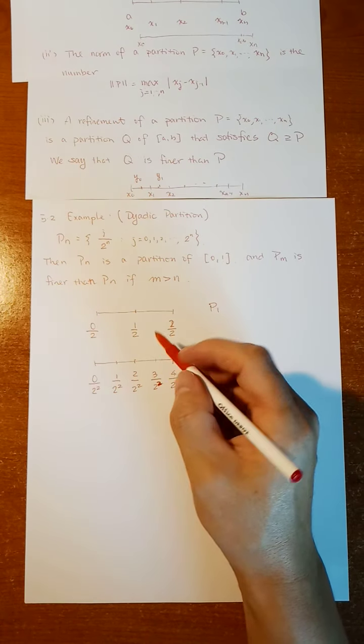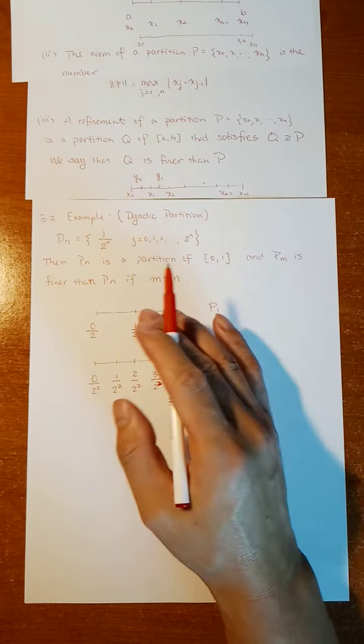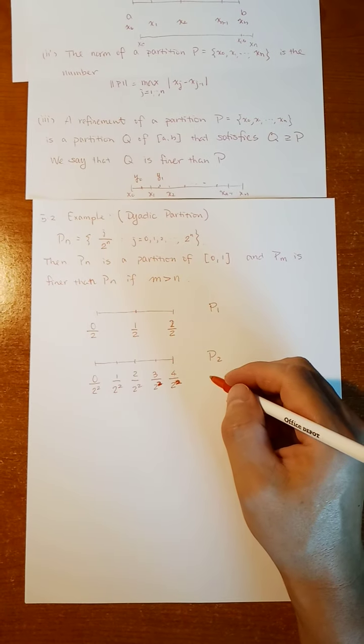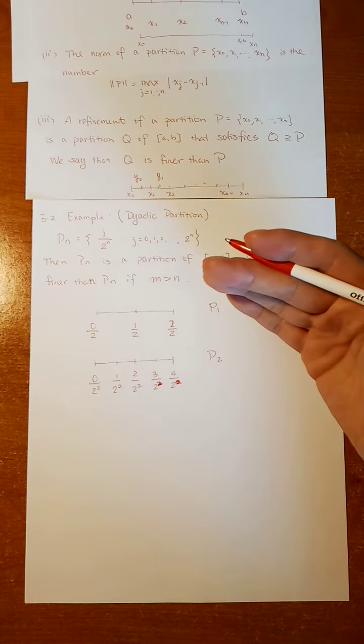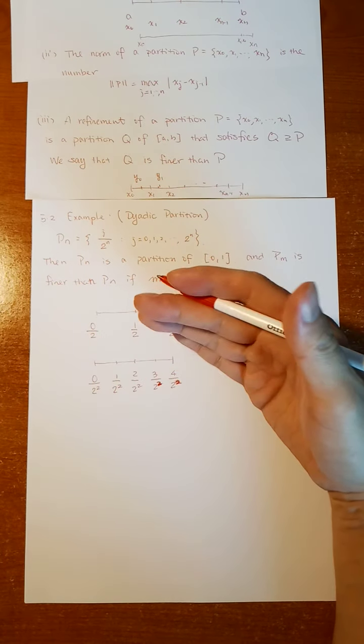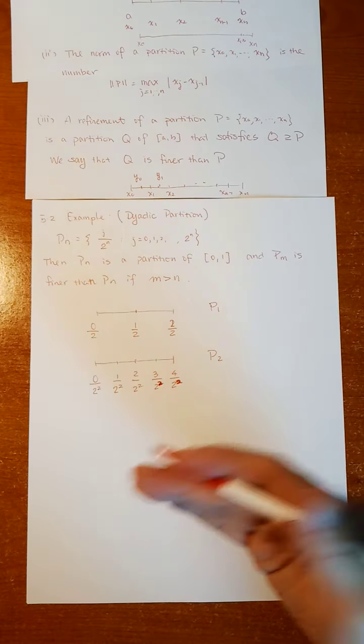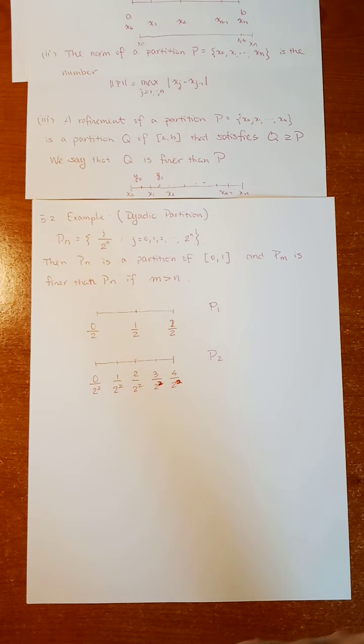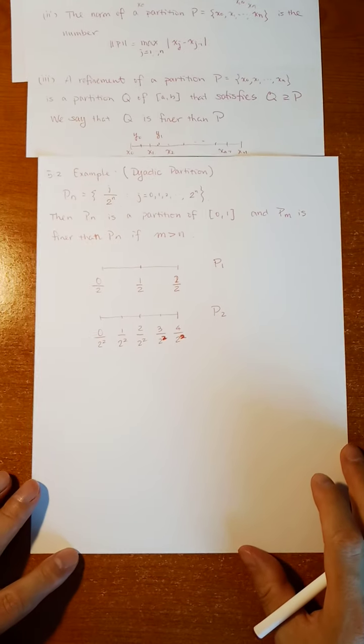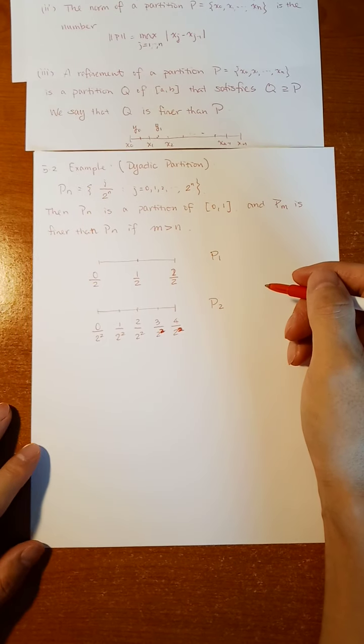Right? So basically, you always divide the interval into two parts. Every time you divide the previous partition into two parts. So of course, when m is greater than n, P sub m is going to be finer than the previous partitions. Right? So this is a dyadic partition. It is a good partition. All right. So that's an example of a dyadic partition.